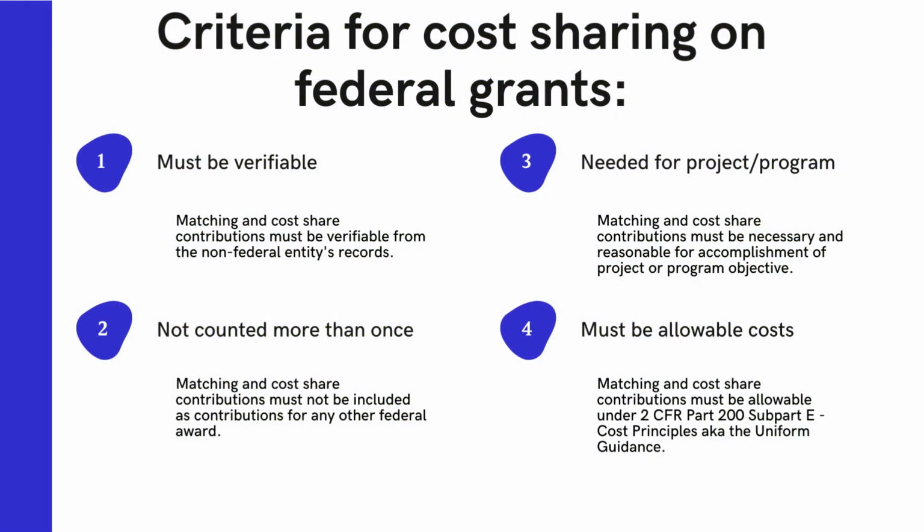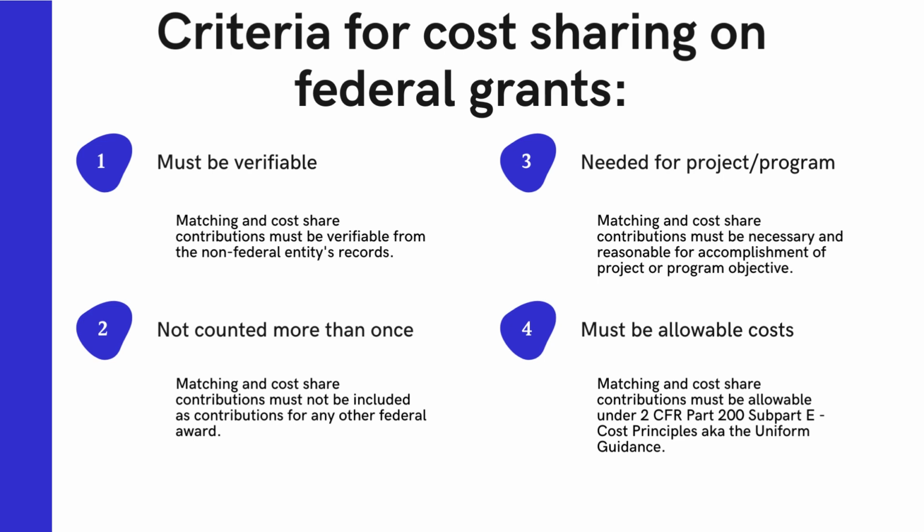The criteria for cost sharing on federal grants includes: Number 1. Must be verifiable. Matching and cost share contributions must be verifiable from the non-federal entity's records. Number 2. Not counted more than once. Matching and cost share contributions must not be included as contributions for any other federal award. Number 3. Needed for project or program. Matching and cost share contributions must be necessary and reasonable for accomplishment of the project or program objective.